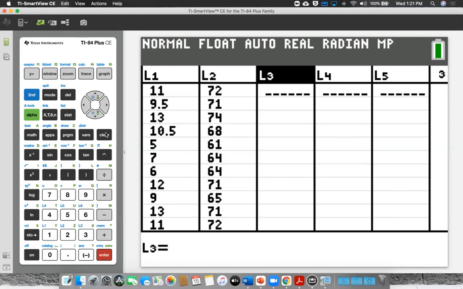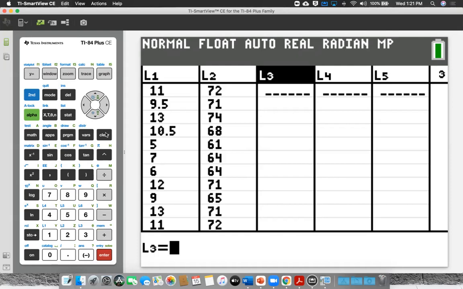Okay. How do we calculate a residual? I know a residual is y minus y hat, which is actual minus predicted. So what I'm going to do here is this subtraction problem for every single one of those numbers in one swoop.